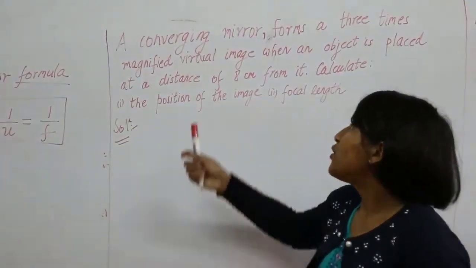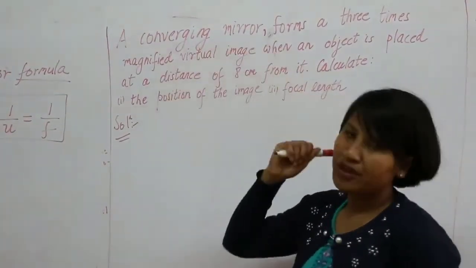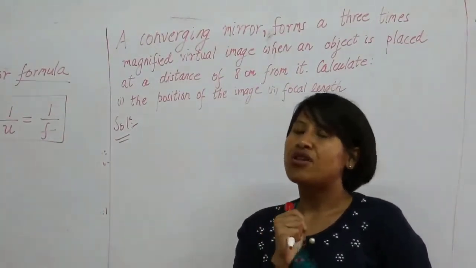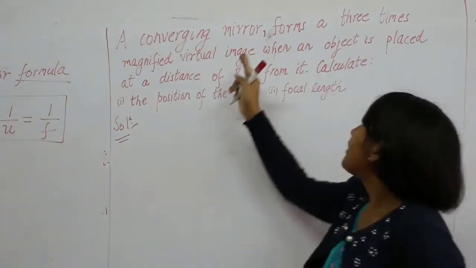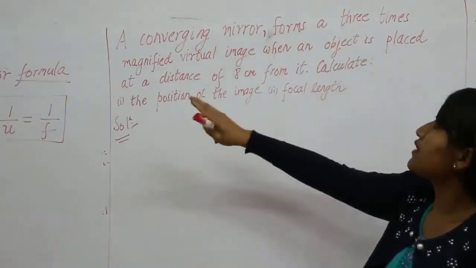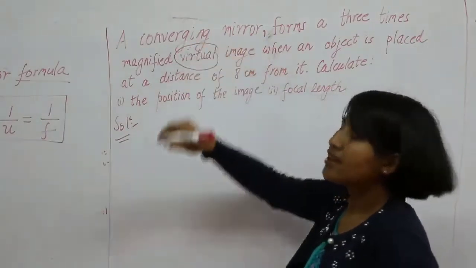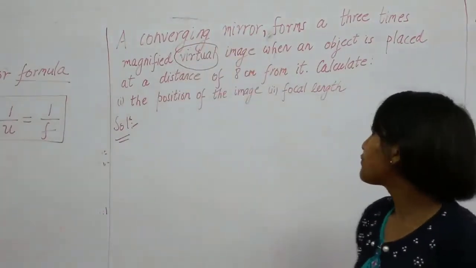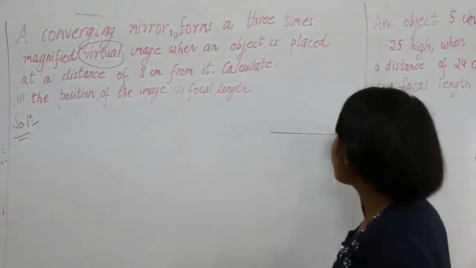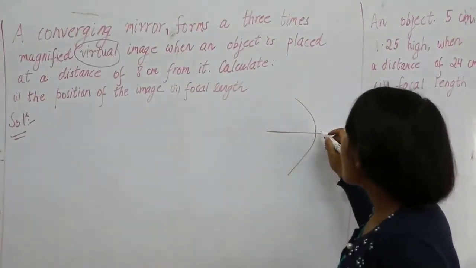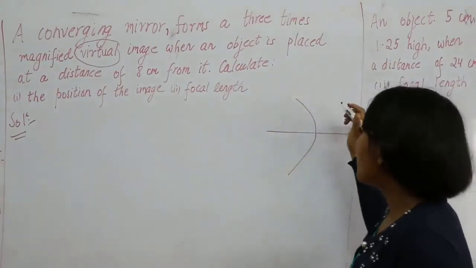Now this problem: a converging mirror, also called a concave mirror (a convex mirror is called a diverging mirror), forms a 3 times magnified virtual image. Virtual. From ray diagrams, you will see that virtual images are formed where? Behind the mirror, right? Here.